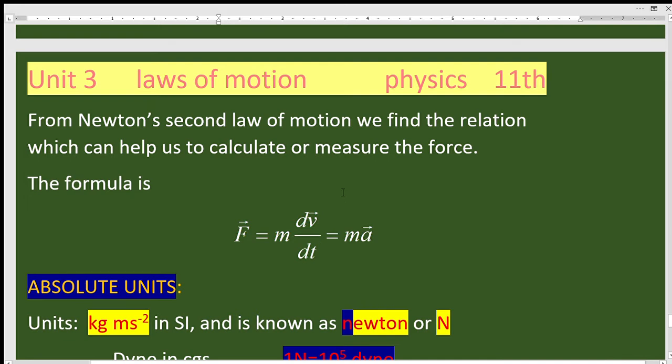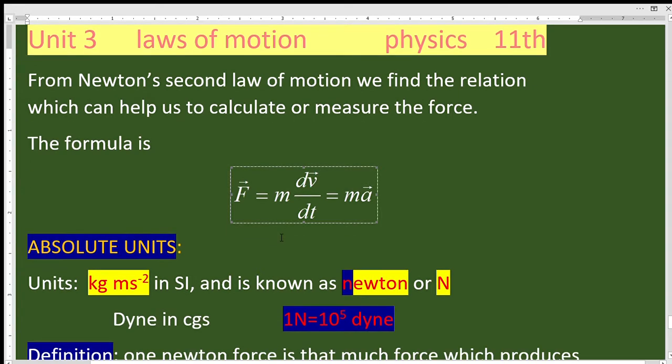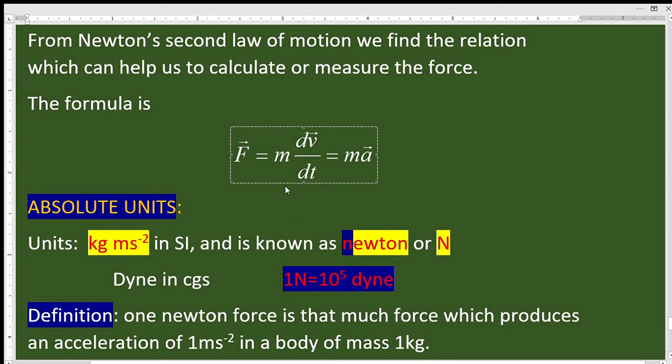So from Newton's second law of motion, we find the relation which can help us to calculate or measure the force. The formula we derived, or actually Newton derived, is F is equal to ma. This is the formula which you studied in your previous lower classes. Force is equal to the product of mass and acceleration. Here we consider mass to be a constant quantity. So from this formula we find the units of force.